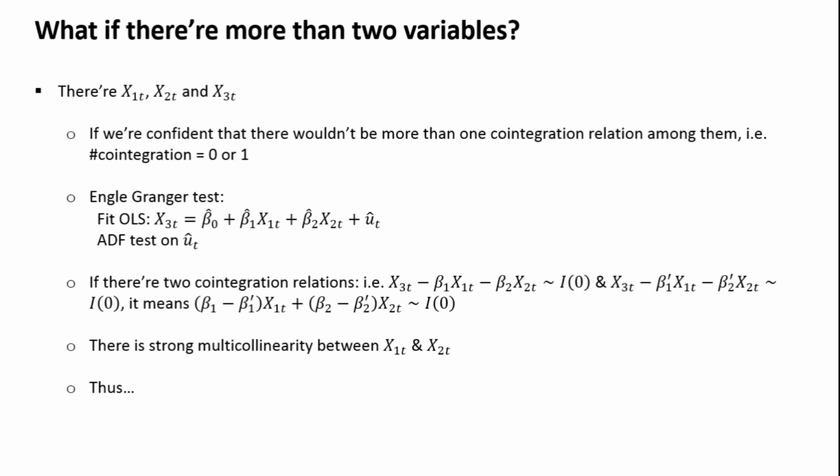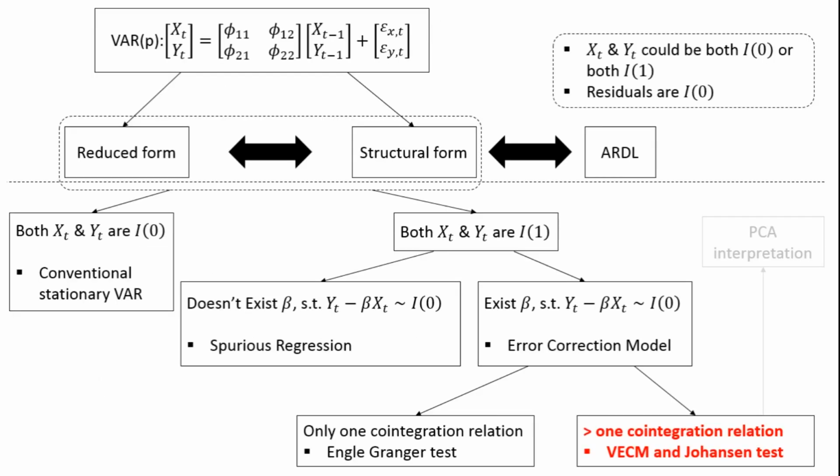So if there are two cointegration relations in our variables, there is a strong multicollinearity between the first two variables. So in the situation in which there exist multiple cointegration relations between variables, we have to estimate a vector error correction model and use the Johansen test.